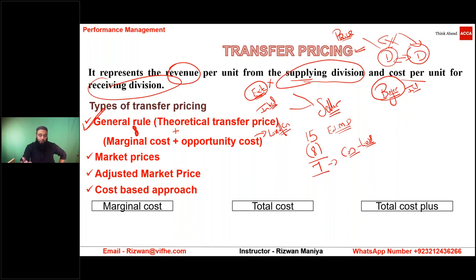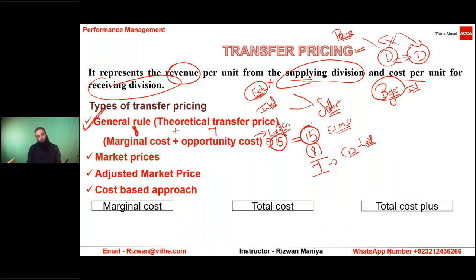I'll charge this $7 loss to you. I said, okay, you have to bear this. That's my opportunity cost. Listen very carefully. So the total is $8, the marginal cost, plus $7, the loss that I'll incur if I'm not selling externally. The total makes up to 15, and that's equal to the external selling price. Right? It's 15. The general rule brings you back to the external price.